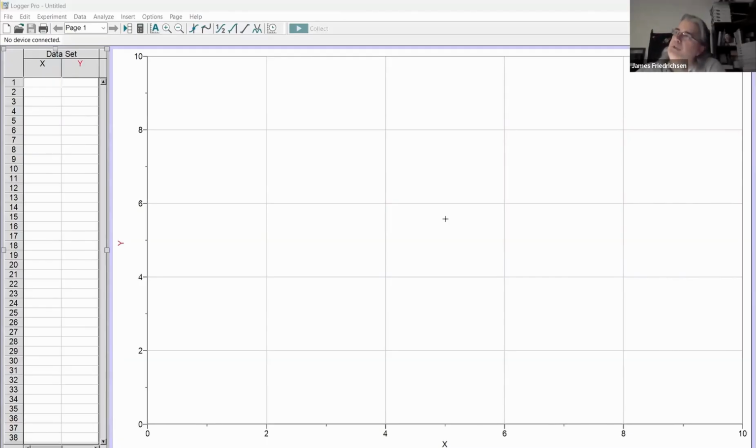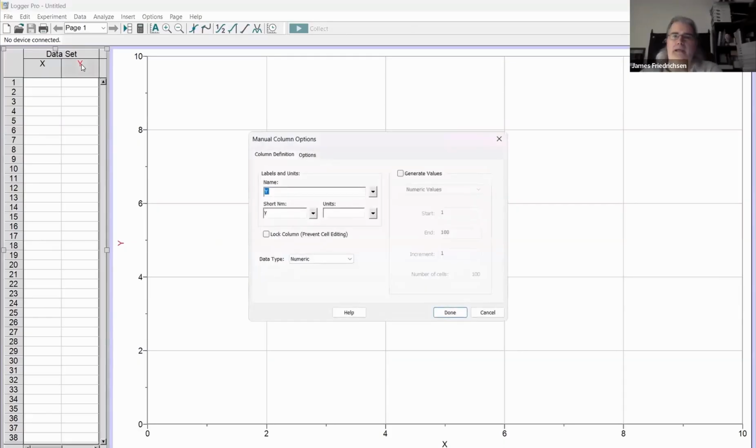Now, the number one thing we've got to remember to do is you don't want to start on the axes. You want to start on the data table. So I'm going to come over to here and double click on this Y. And here are the column options. Now we said that is always Y versus X and it was speed versus time. So the Y axis should be speed. So we're going to give it the name speed.